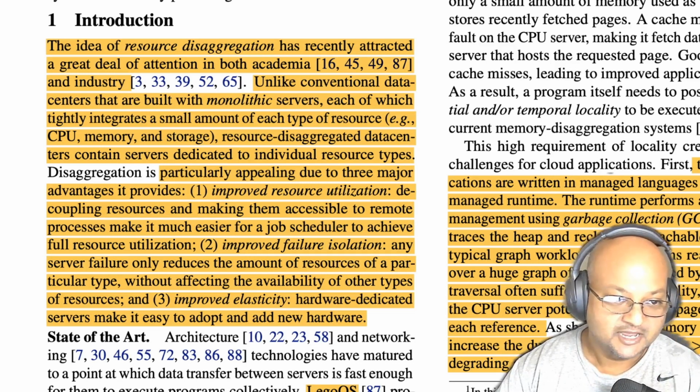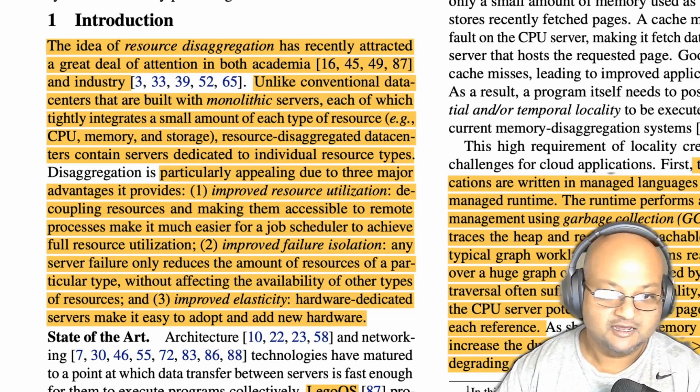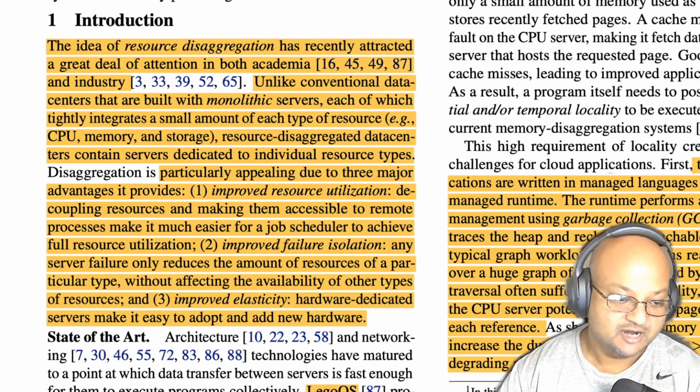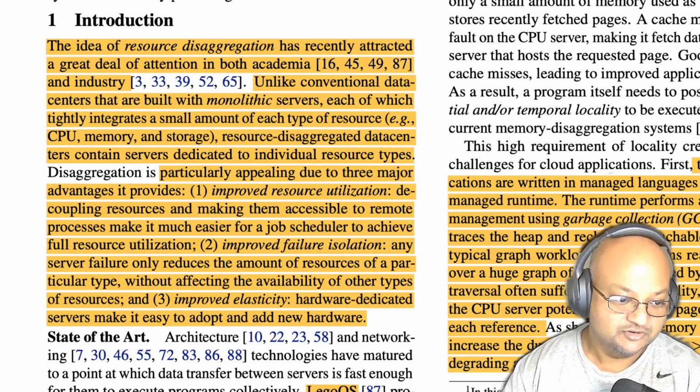You also get better failure modes because if a certain kind of server dies, it doesn't take out a bunch of CPU and RAM and storage. It just takes out the kind of resource that that server was providing. So if one of your RAM servers dies, it doesn't affect how much compute you have a lot. It only affects how much RAM you have.